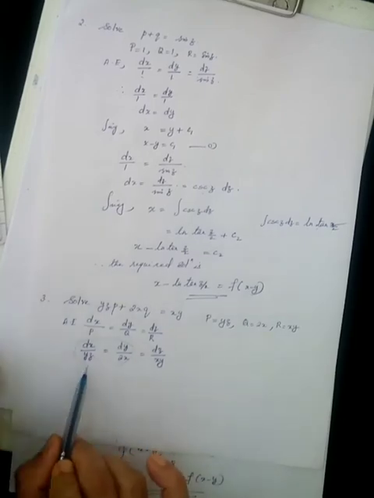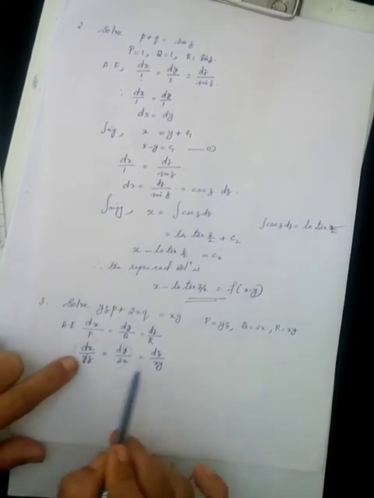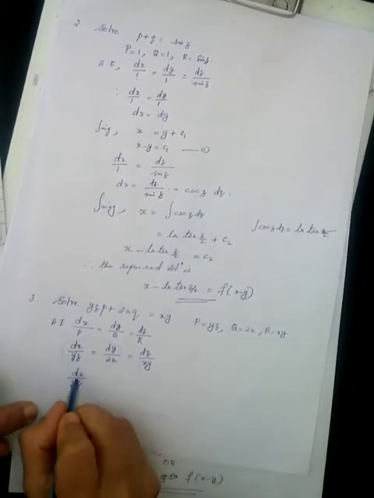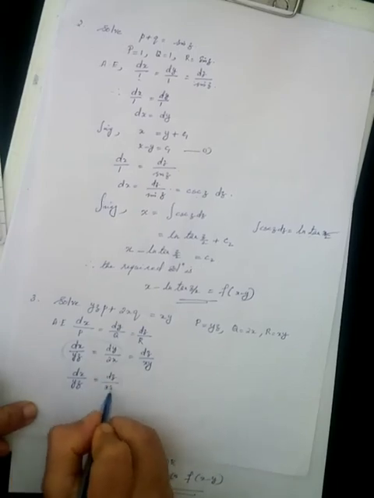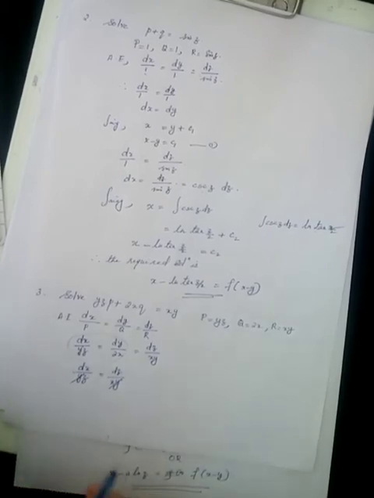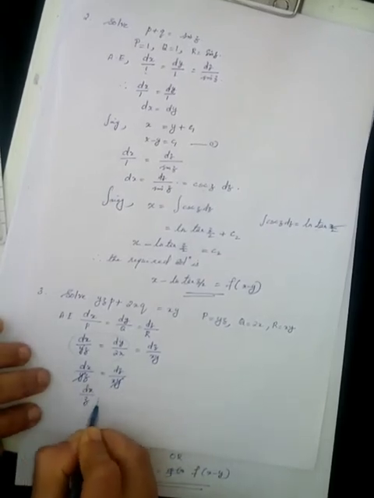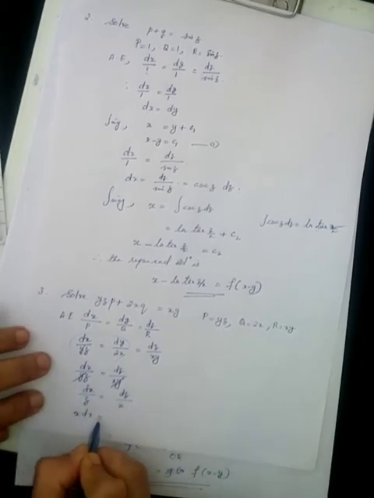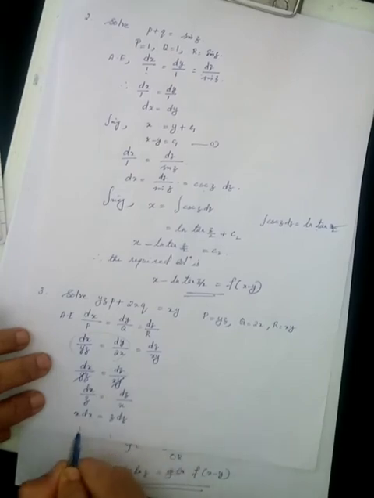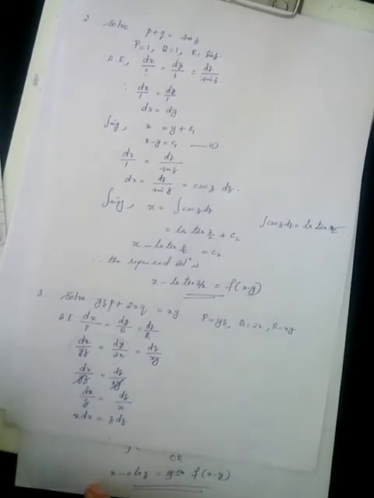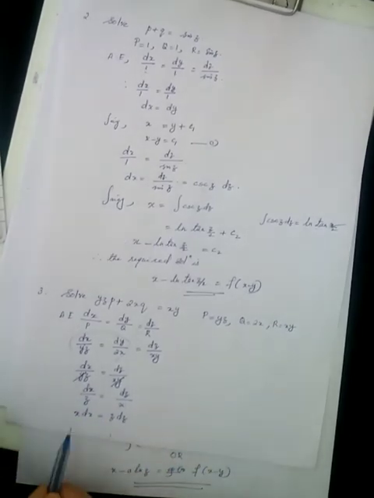Therefore, next we can compare the first and last. Comparing the first and last ratios, dx by yz equal to dz by xy. Now y is common, so we can cancel both. The remaining equation becomes dx by z equal to dz by x. Now cross multiplying, x dx equal to z dz, we get a simple exact differential equation. Now applying integration, integral of x dx is x square by 2, and here z square by 2.